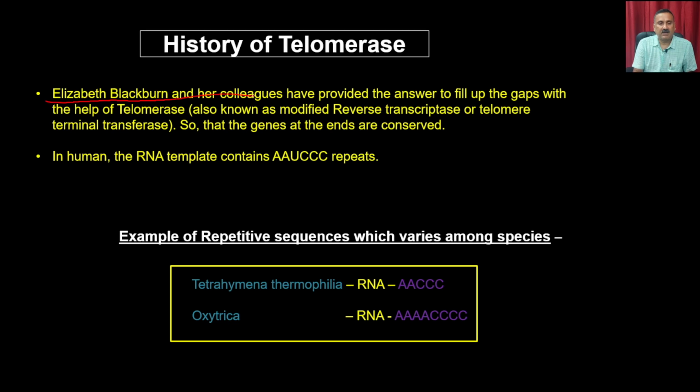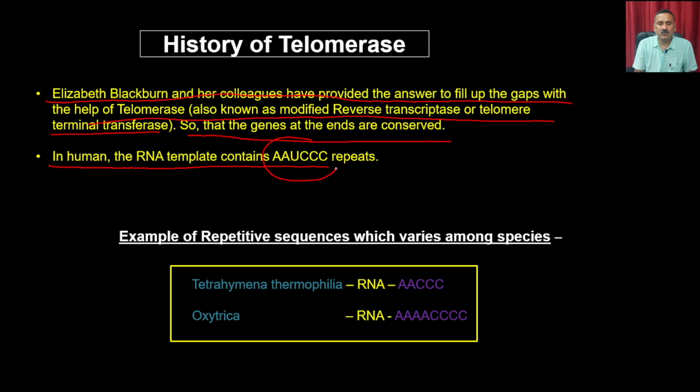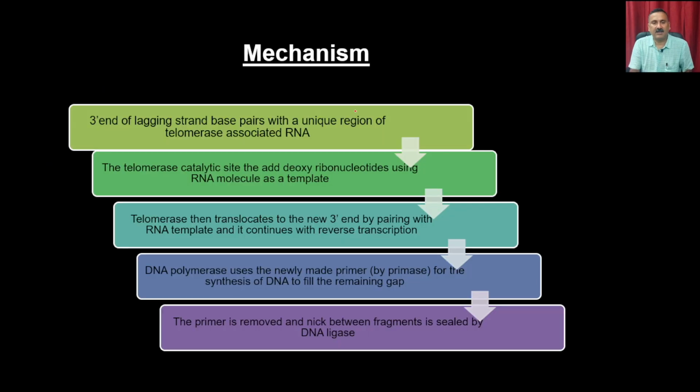Elizabeth Blackburn and her colleagues provided the answer to fill up the gaps with the help of telomerase, known as a modified reverse transcriptase or telomere transferase, so that the genes are conserved. In humans, the RNA template consists of AAUCCC repeats. These are examples of repetitive sequences which vary among species. For example, Tetrahymena has AACCC, and Oxytricha has AAACCC. So, this is the mechanism through which telomerase fills the gaps.